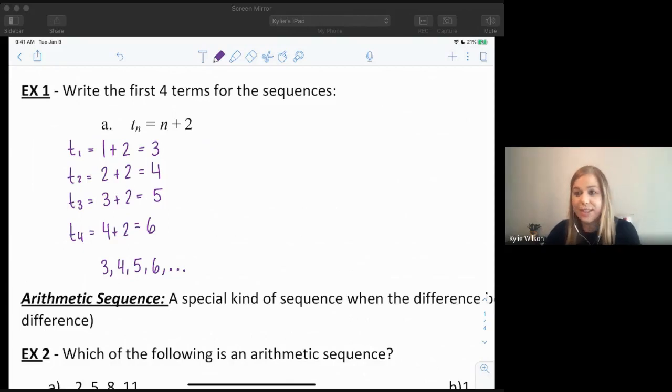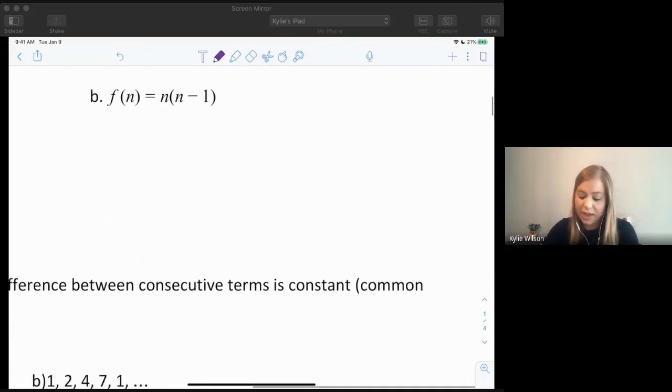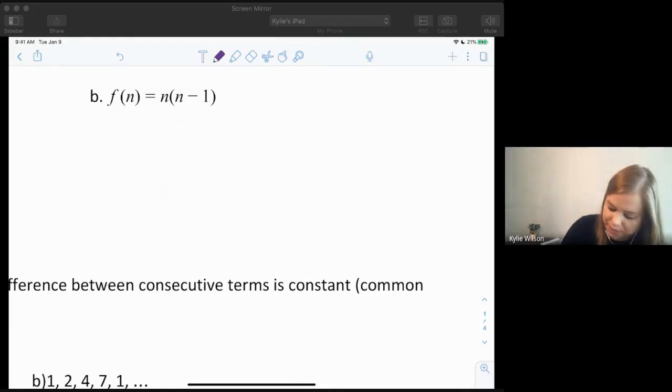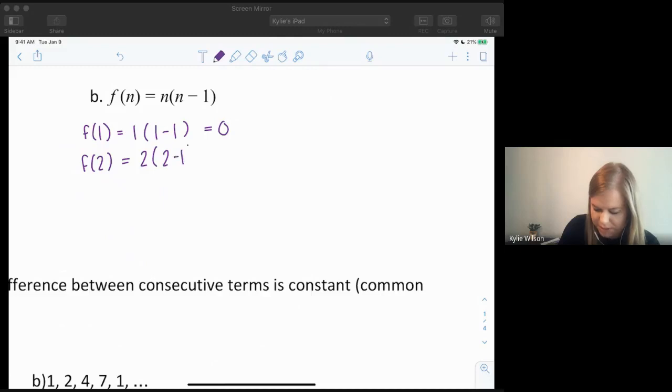Okay, let's do another example. So example B is given in our other format of writing this. So we have f of n is equal to n times n minus 1. And we need to find our first 4 terms. So for this one, f of 1, instead of writing an n, I just write a 1. And that would give me 1 times 0, which is just 0. And I'll have f of 2. It's going to give me 2 times 2 minus 1, which is just 2 times 1, which is 2.